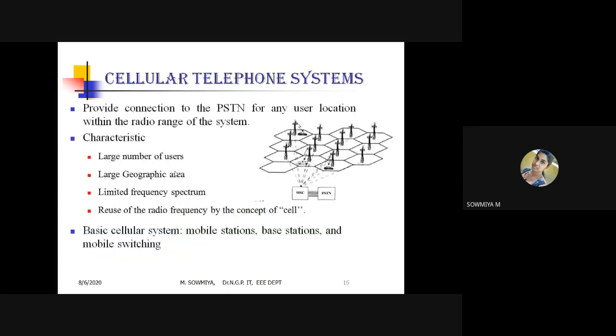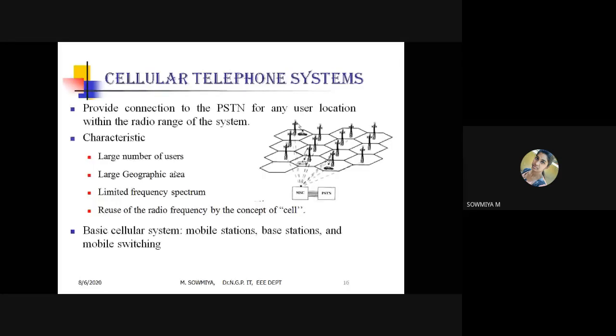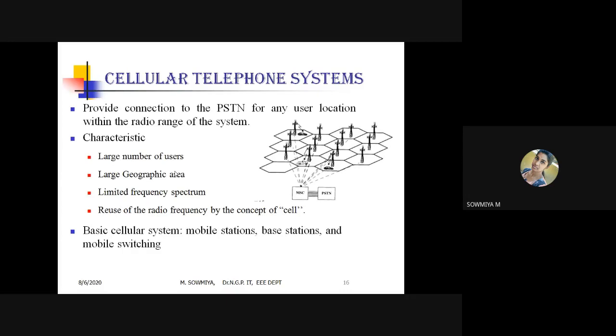Next, cellular telephone systems. Cellular telephone systems are a part of the cellular system, and they are otherwise called mobile telephones. They make use of shortwave analog or digital communication. Here also you can see a large geographic area divided into small cells or sections, each served by low power transmitters.